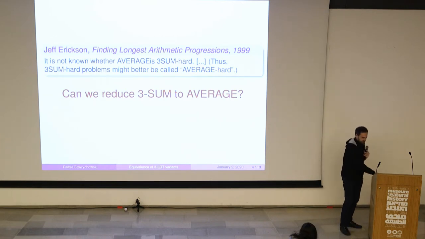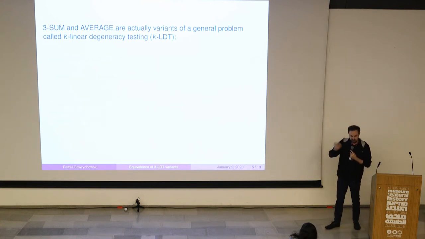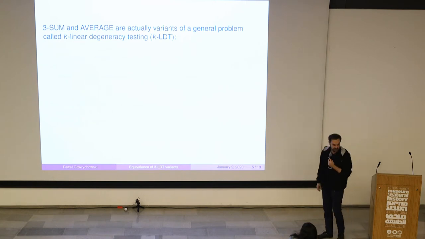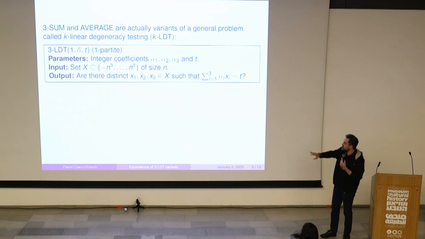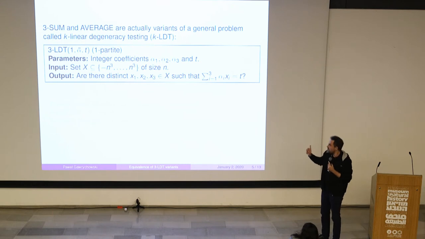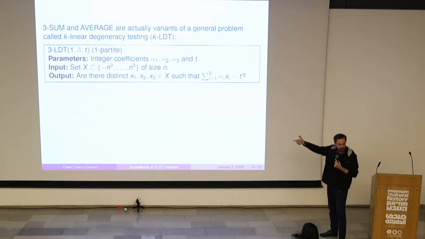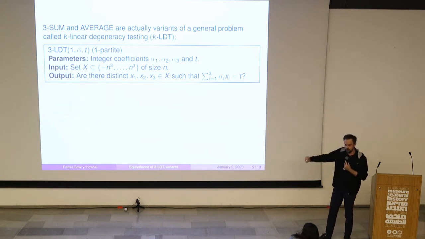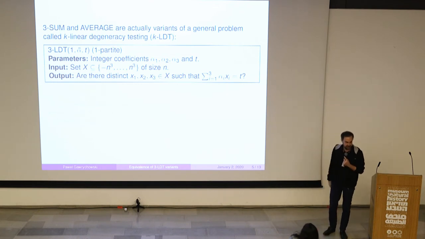But before I show you the answer, I should mention that both 3SUM and AVERAGE are just special versions of a more general problem called linear degeneracy testing, or k-LDT, so it's k-linear degeneracy testing. In this problem, you have a linear equation. I will show you the special case for k equal 3. So you have three coefficients, alpha 1, alpha 2, alpha 3, and you also have t. Your goal is to check whether there exist distinct numbers x1, x2, x3 from your set, such that the linear combination of those numbers with coefficients alpha 1, alpha 2, alpha 3 is equal to t. So you have a linear equation, and you search for a solution of this equation over your set X. Okay, so that's called linear degeneracy testing.